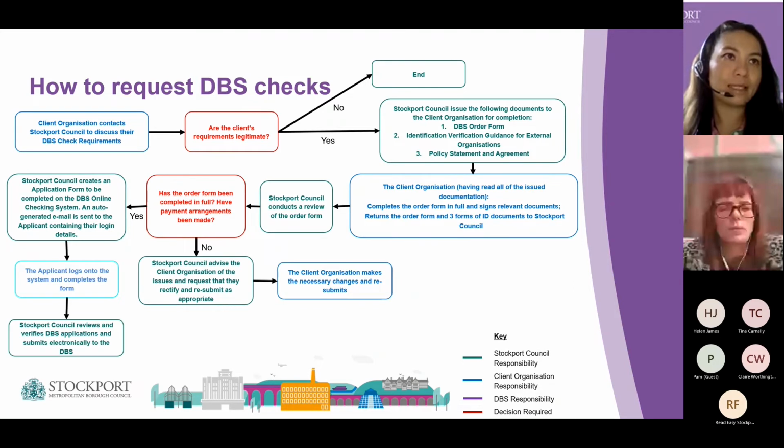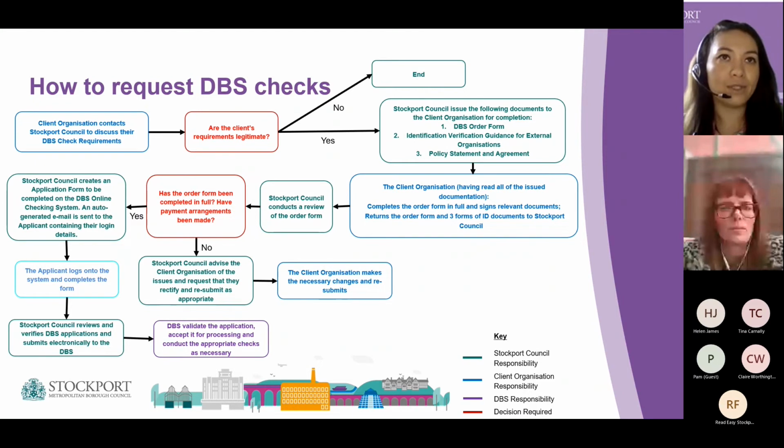Once they've completed it, we will then check the application form. We'll check that the details they've provided match up with the documents they've provided. So checking the date of birth, the name is correct, the place of birth is correct, and the current address they've put on there matches up with the address on the documents they've provided. Once we've checked that and that's all fine, we'll add the details of the documents onto the application form and we will submit that to DBS to process.